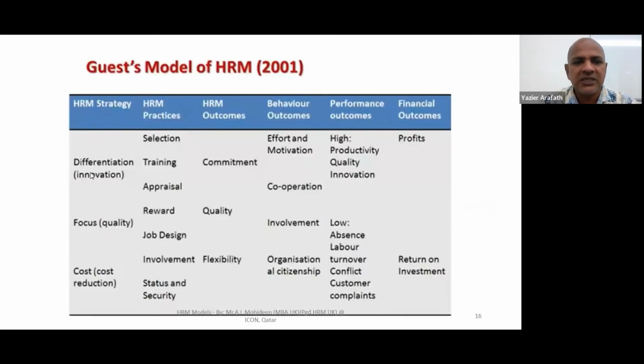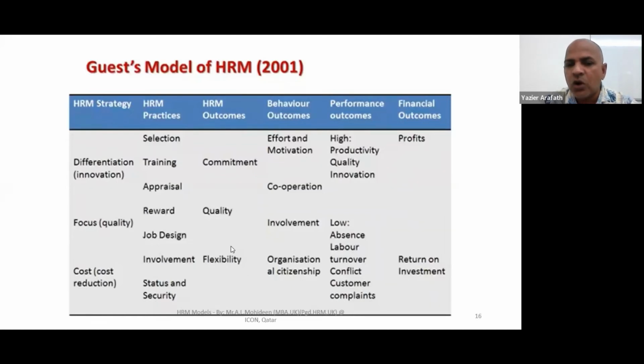Now here you can see HRM strategy. There are different HRM strategies: the differentiation strategy, focus strategy, core strategy. I always talk about this. Based on this strategy, there will be certain outcomes. For example, innovation strategy expects commitment, focus strategy expects quality, or core strategy expects some flexibility. Based on these outcomes, there will be behaviors, and based on the behavior, there will be performance, maybe high performance or low performance.